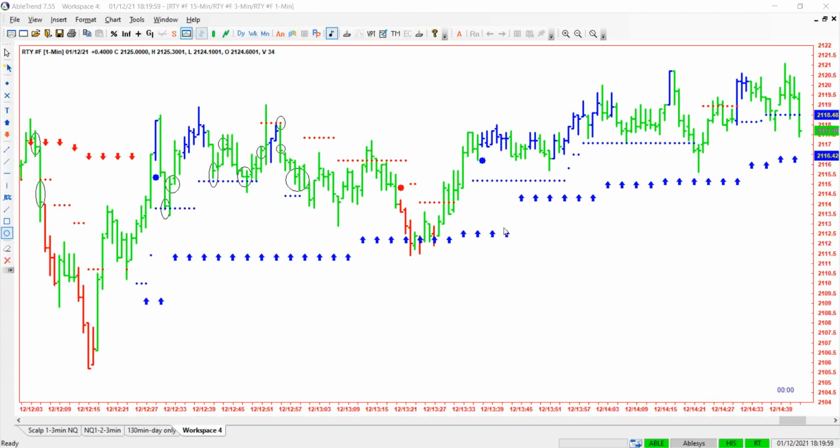Harry asks, what's the significance of the color of the small dots in the scalp chart? It's the same thing as the small dots and everything. Any small dots, everything in Ablesys, Harry. The small dot is the 1 minute buy or sell, 1 minute support and resistance.